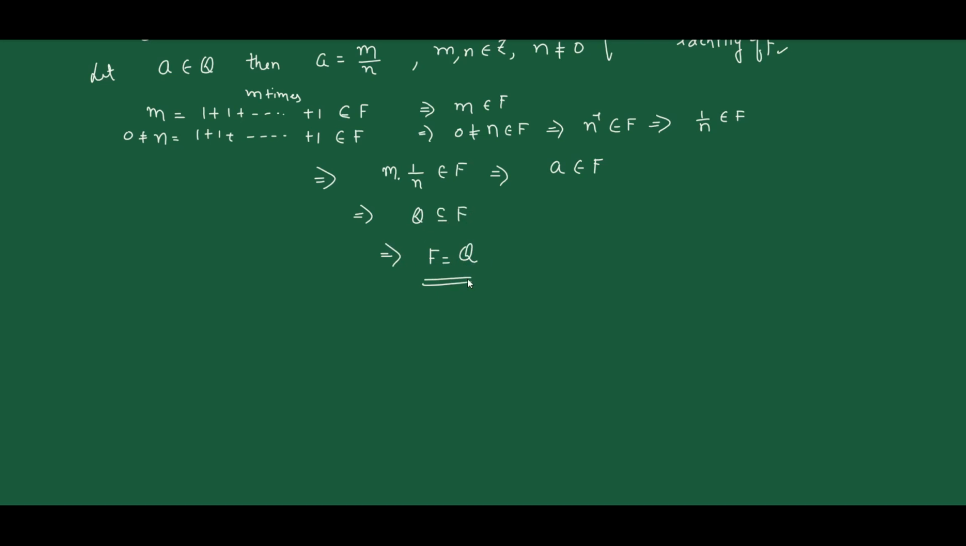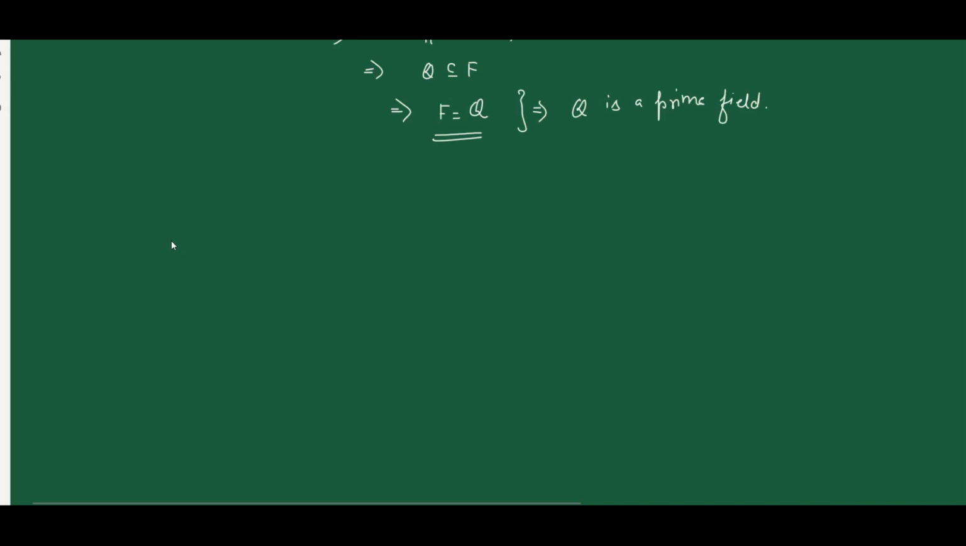So this shows that Q has no subfield other than itself. So Q is a prime field, and it is an example of an infinite prime field. Now we will discuss an example of a finite prime field.